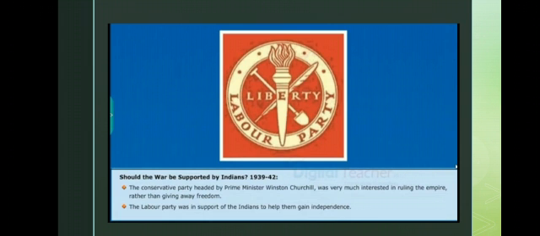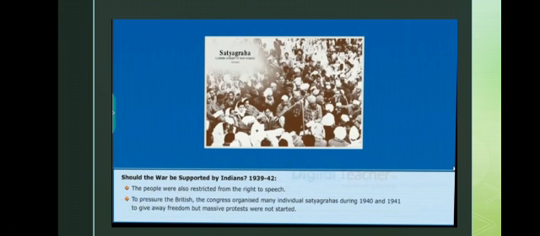The British wanted to give India some special powers, such as the status of dominion under the British Crown, soon after the war. But the Congress wanted a promise of complete freedom for India. To pressurize the British, the Congress organized many individual satyagrahas. Satyagraha means adopting the non-violence method. During 1940 and 1941 these were held to demand freedom, but massive protests were not started.